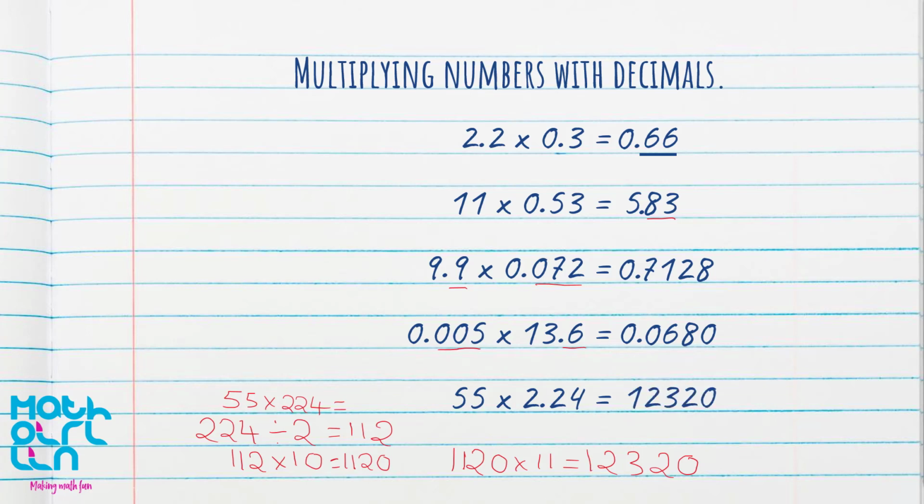Now we add the decimals. There are only 2 digits after the decimal, so we make sure our answer only has 2 digits after the decimal, and you have your answer.